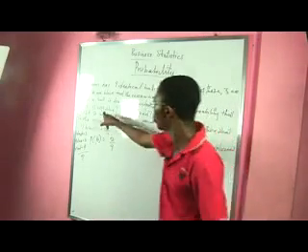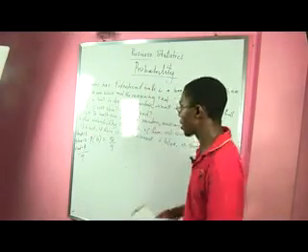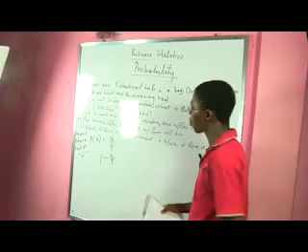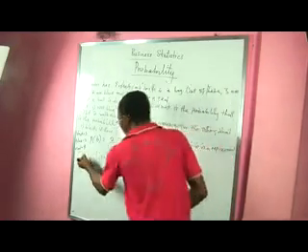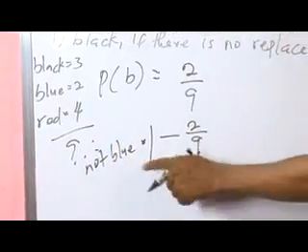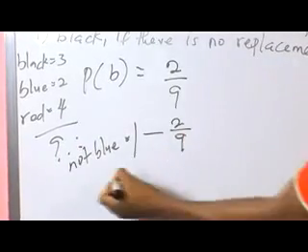Now, for not blue, since it is not blue, I said we will subtract it from 1, and then we'll get our not blue. So therefore, not blue equals 1 minus 2 out of 9. So that will give us what?